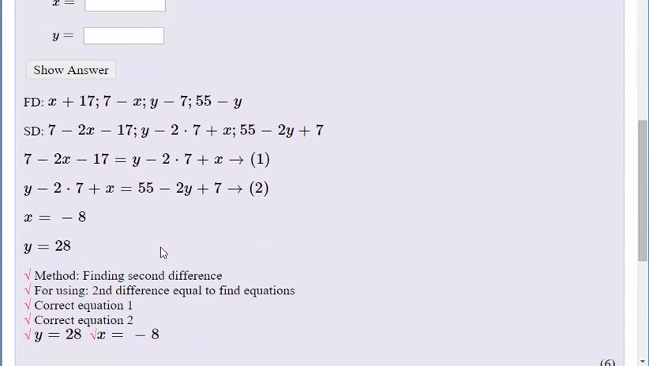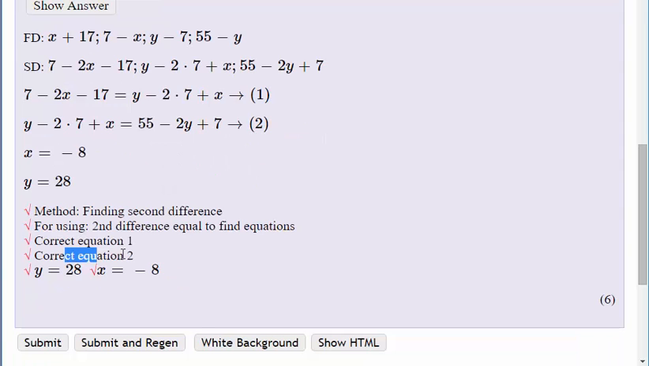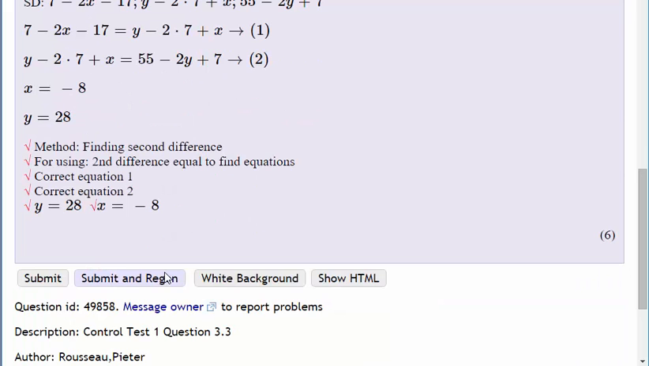This is now the way that we gave marks. I gave a mark for finding the second difference, a mark for using the second differences being equal to find equations. In other words, you know the property that the second differences are equal. So that's the second mark. Then finding a correct equation and finding another correct equation, and then one for each answer.